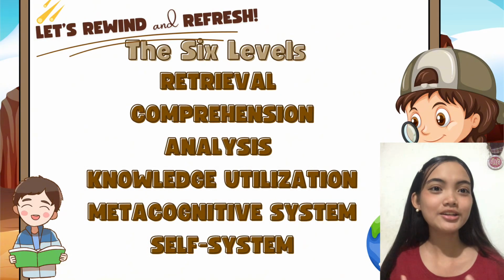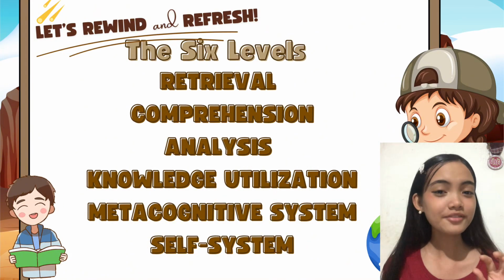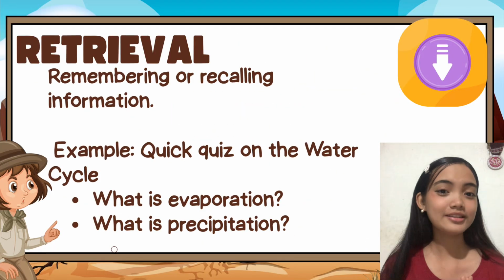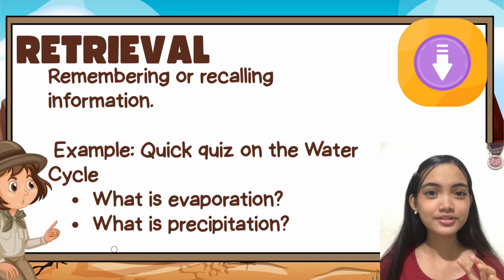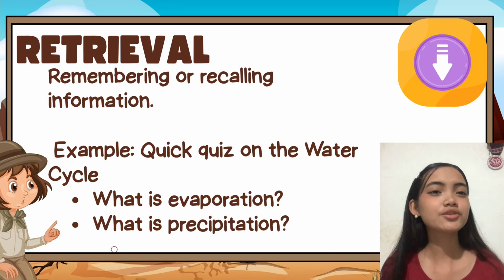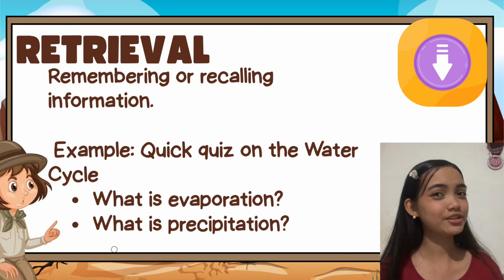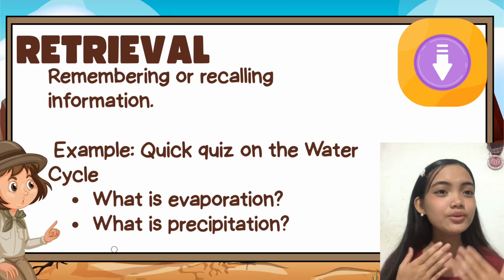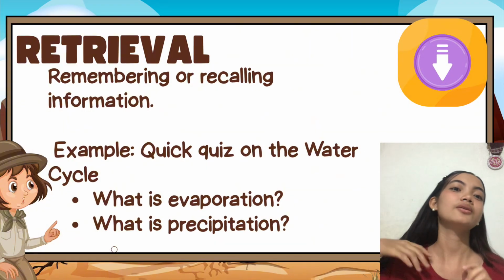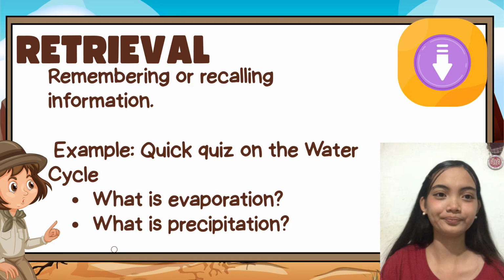Let us look at each level, and I will show how it can be applied in science, specifically in the water cycle. The first level is retrieval, which focuses on recalling information. In science, this can be a short quiz on the water cycle, such as asking students, "What is evaporation?" or what do we call the process when water falls as rain? So, that is for the first level, which is retrieval.